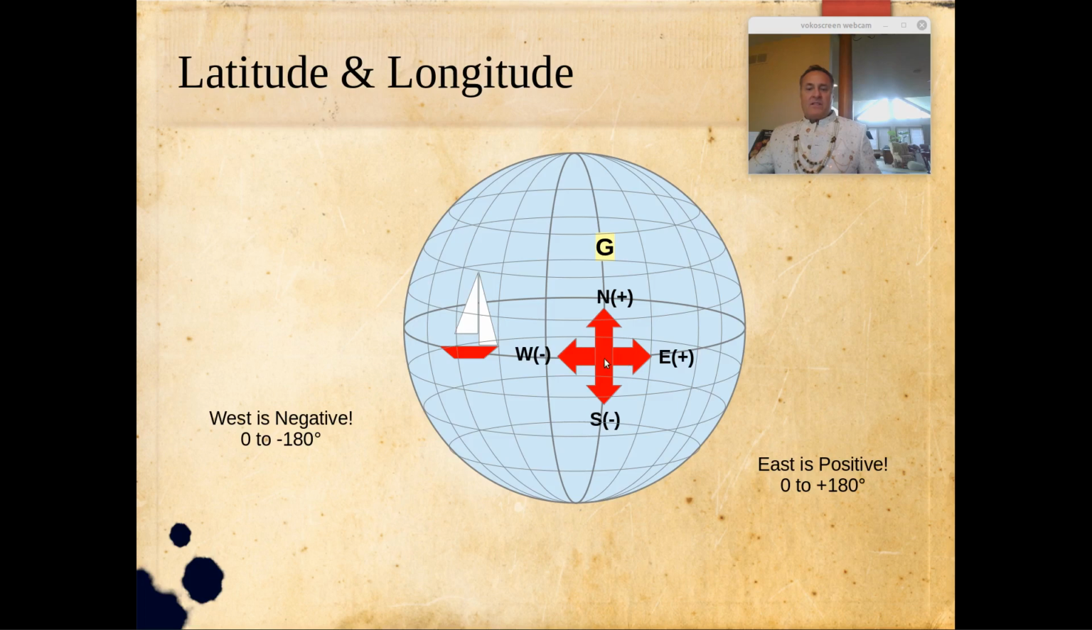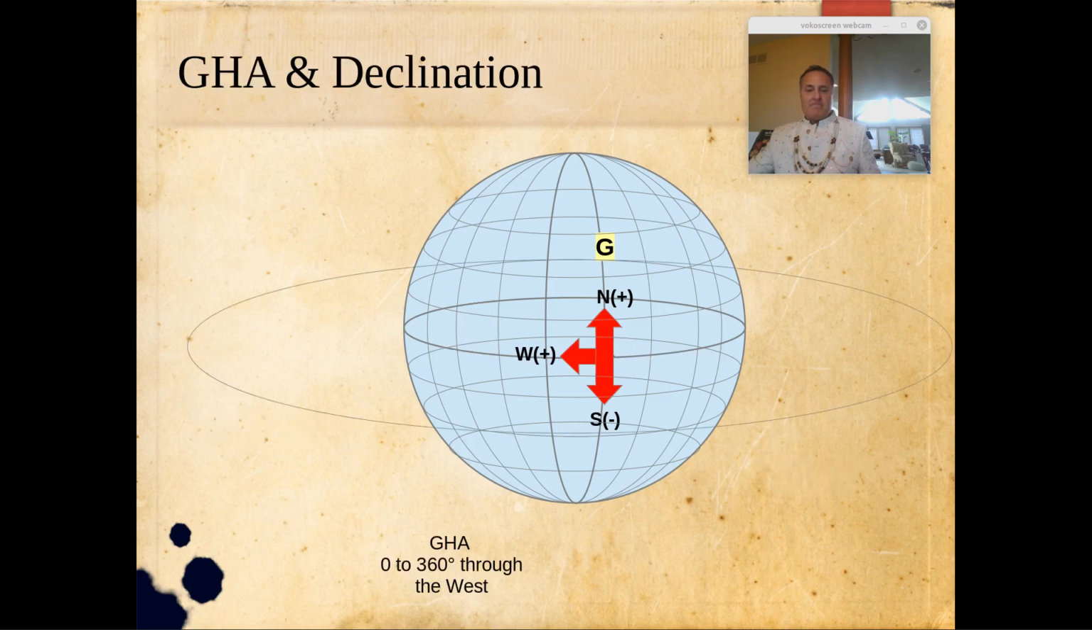And of course, the latitude is denoted north or south, where south by convention is negative and north is positive. So you've got north latitudes and south latitudes. And there you go. Each value in the latitude-longitude system is either negative or positive, depending on its direction.